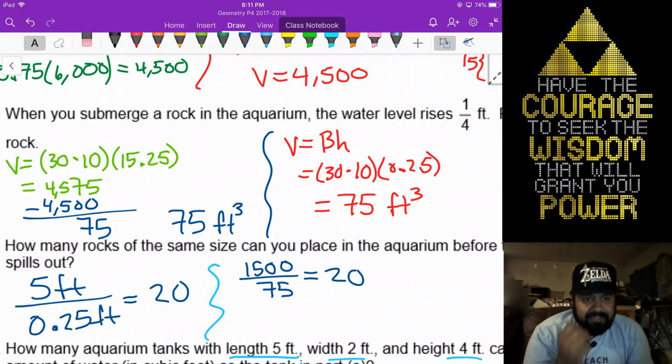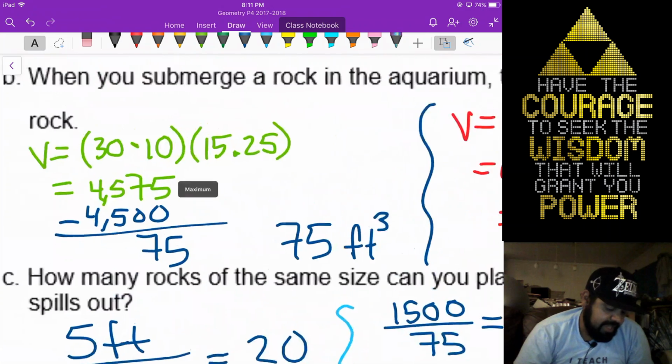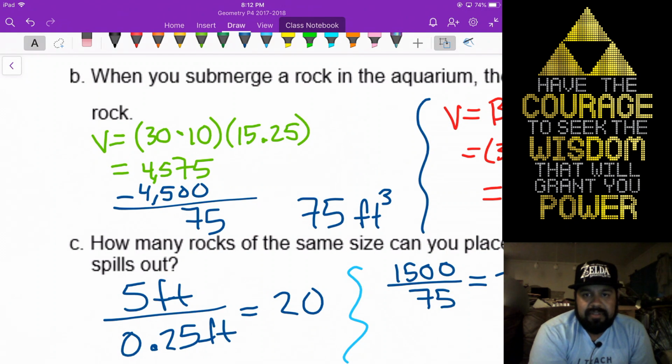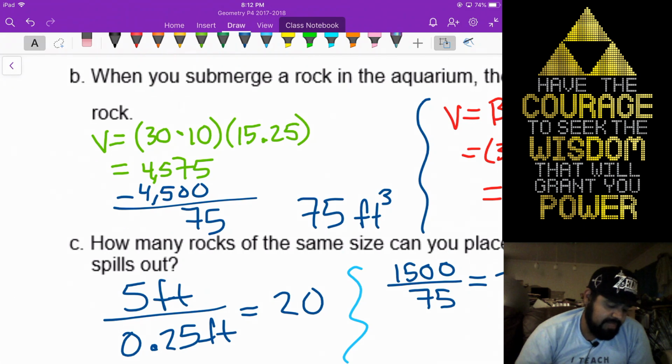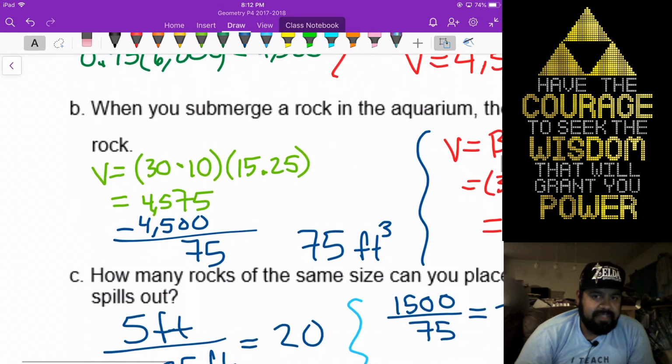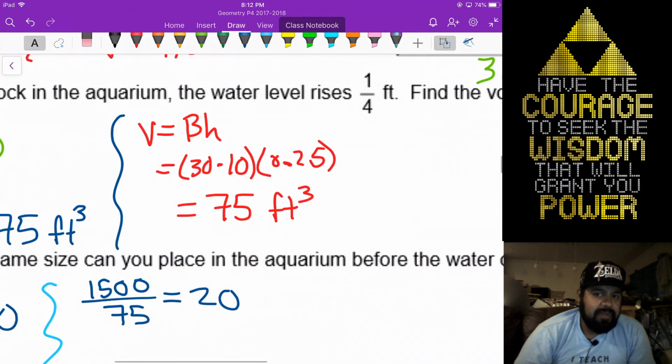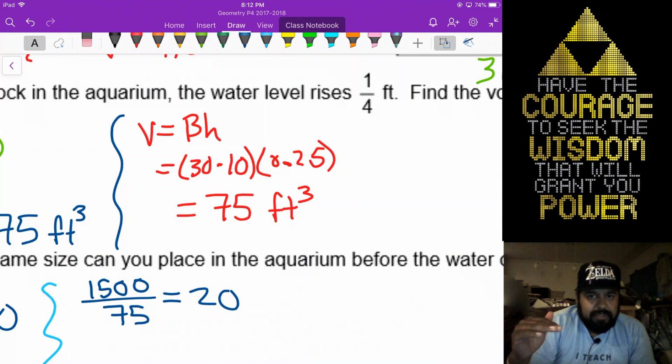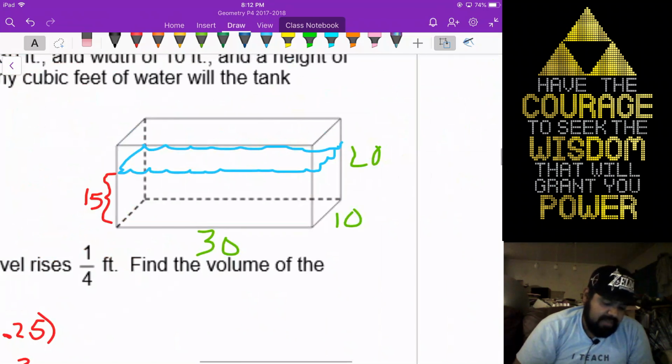There are two ways to look at this problem. You can look at this and say, hey, if the height went up a quarter of a foot, that means the new height is 15.25. So the volume of your tank would be base area times the new height, but then you're going to subtract the volume that you got from the original problem. The other way of looking at this is saying, well, the height only went up a quarter of a foot, so that's the displacement of the water. So that's the height of the water going up. So that's a little chunk of our tank here.